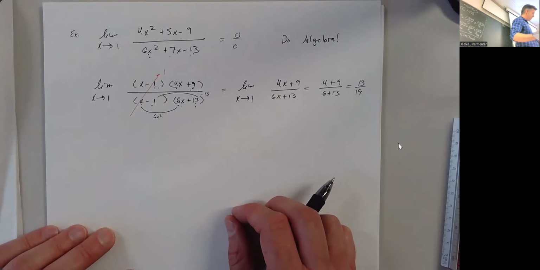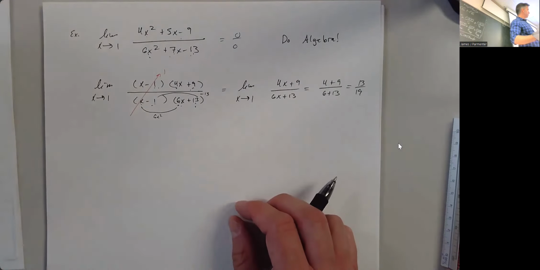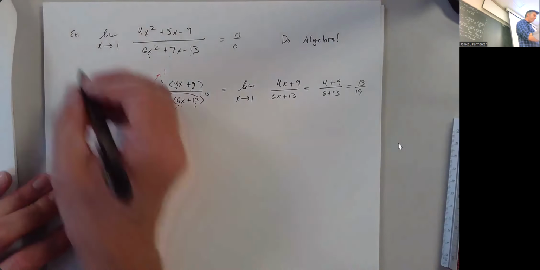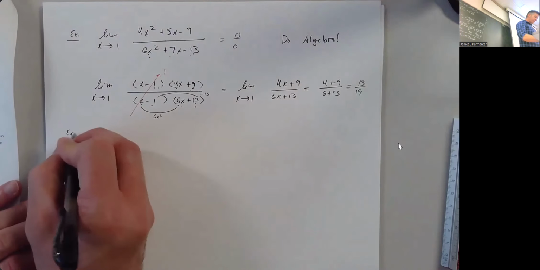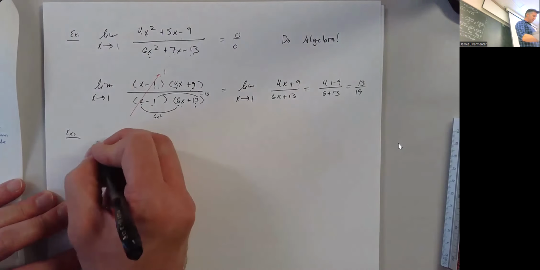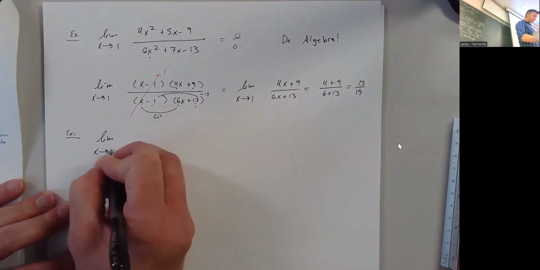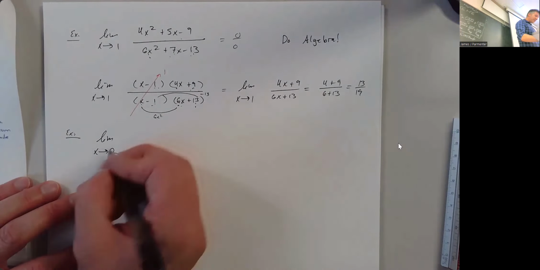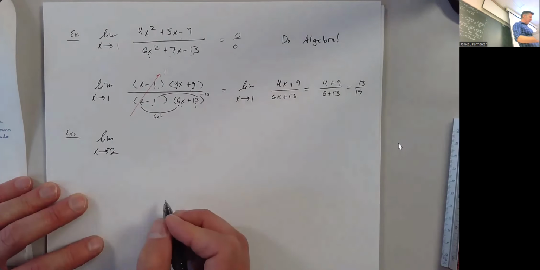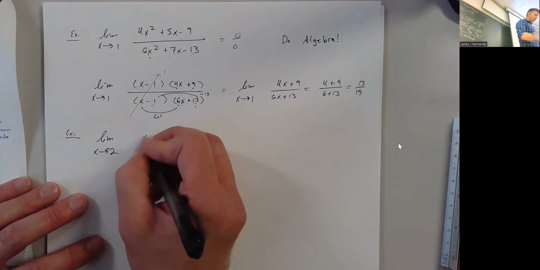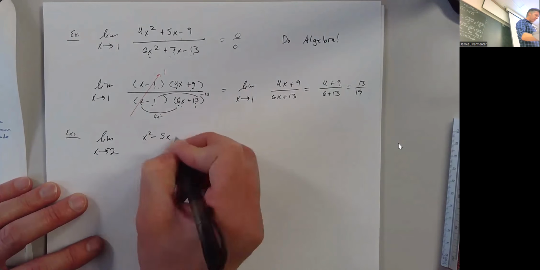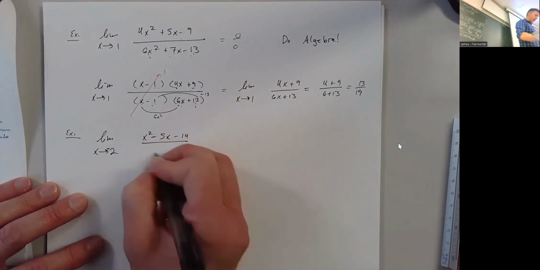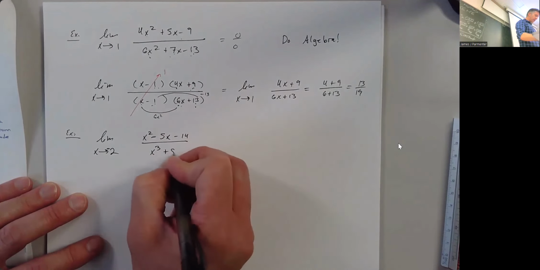All right. Sure, one more of these style, and then we'll change it up. Yeah, this one's fun. And the limit as x approaches 2. Let's do negative 2. Limit as x approaches negative 2 of x squared minus 5x minus 14 over x cubed plus 8.